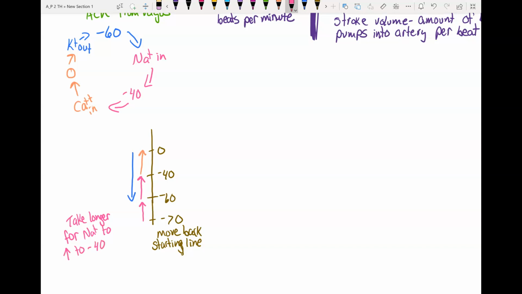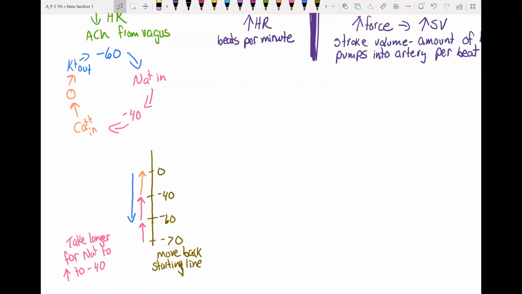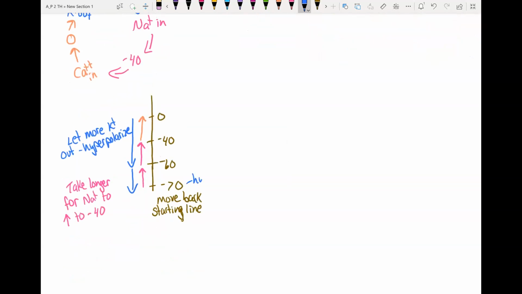So think about how you would move back the starting line. Well, potassium is what lowers the voltage. If potassium goes out and you go down to -60, well, let's say now we want to get to -70. You would accomplish that by letting more potassium out. You would have to keep those potassium gates open. So if you let more potassium out, you will hyperpolarize. Okay, think back to chapter 12. You learned about hyperpolarize. This lower number is the hyperpolarize.